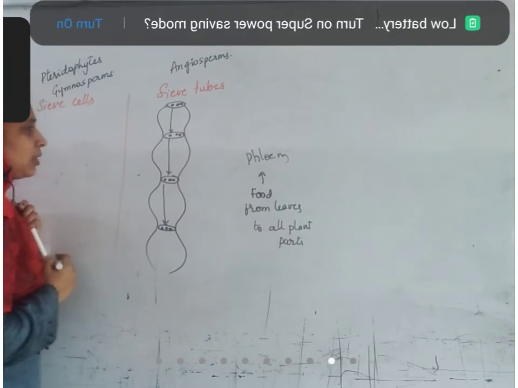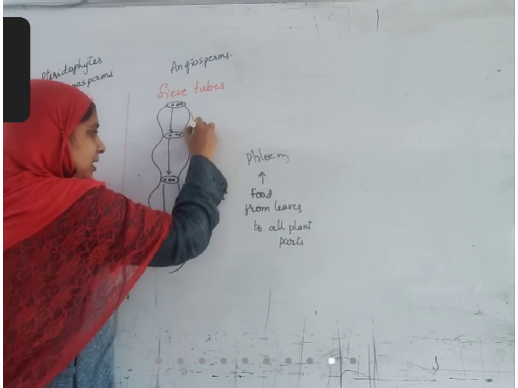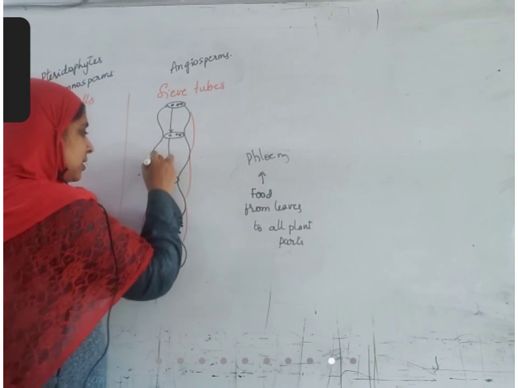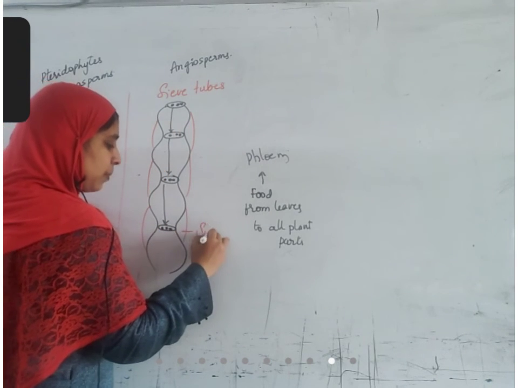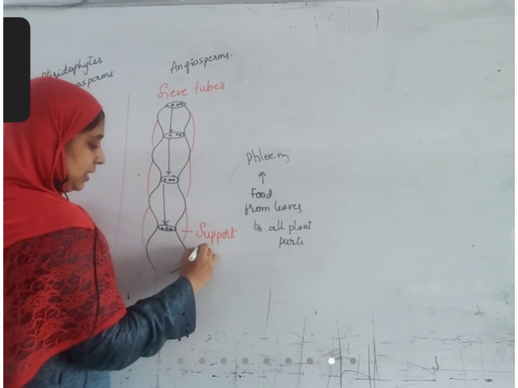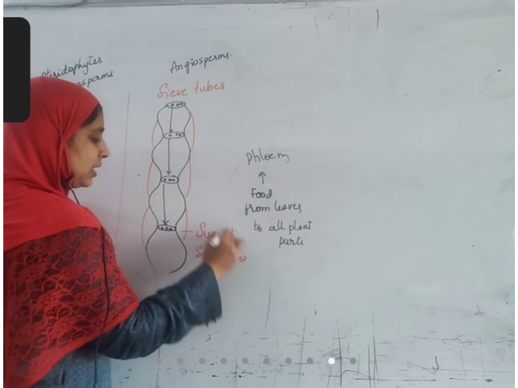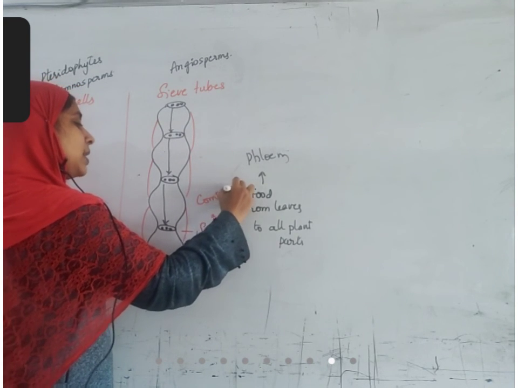In association with the sieve tubes, there are certain cells called companion cells. These companion cells are present here. What is the function of companion cells? They support sieve tubes. What is their name? Companion cells.